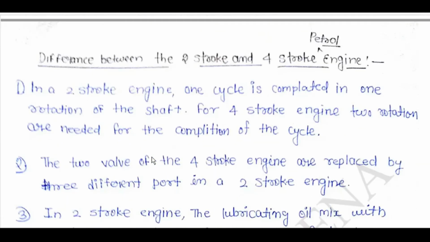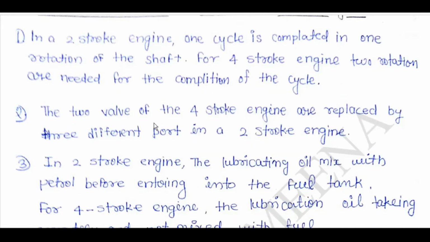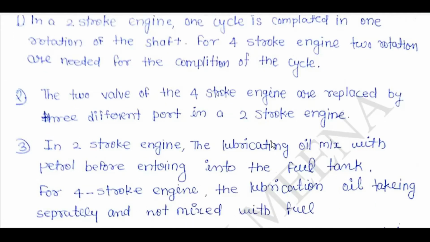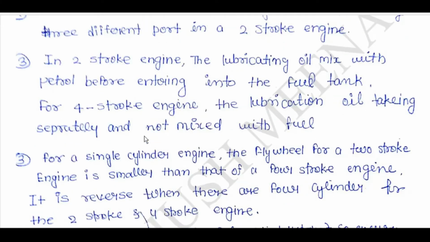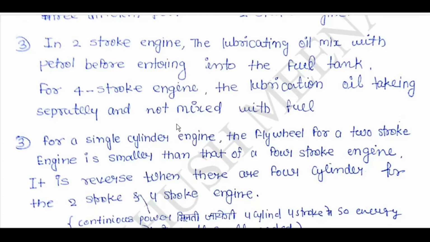Difference between two-stroke and four-stroke petrol engine. In a two-stroke engine, one cycle is completed in one rotation of the shaft. For a four-stroke engine, two rotations are needed for completion of a cycle. The two valves of a four-stroke are replaced by three different ports in a two-stroke engine. In a two-stroke engine, the lubricating oil is mixed with petrol before entering the fuel tank. For a four-stroke, the lubrication oil is taken separately and not mixed with fuel.